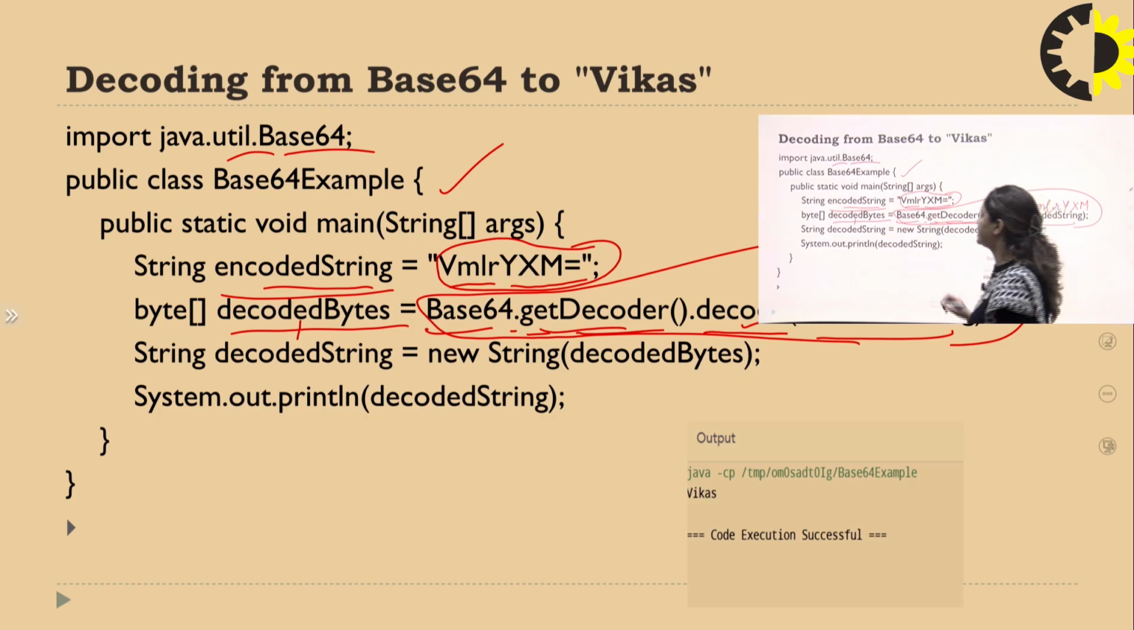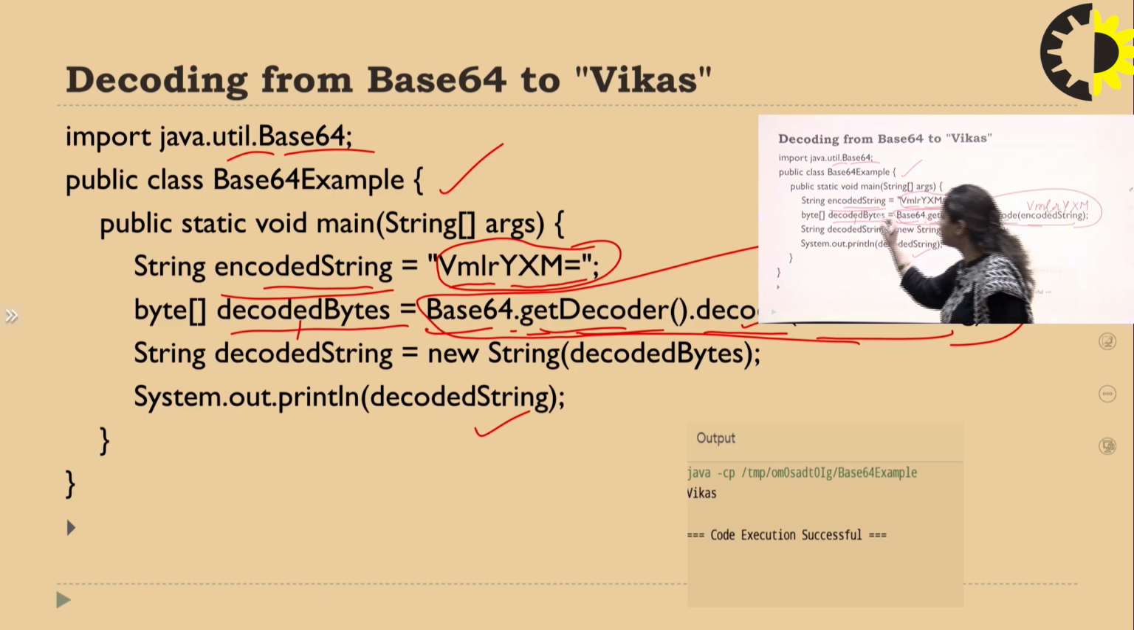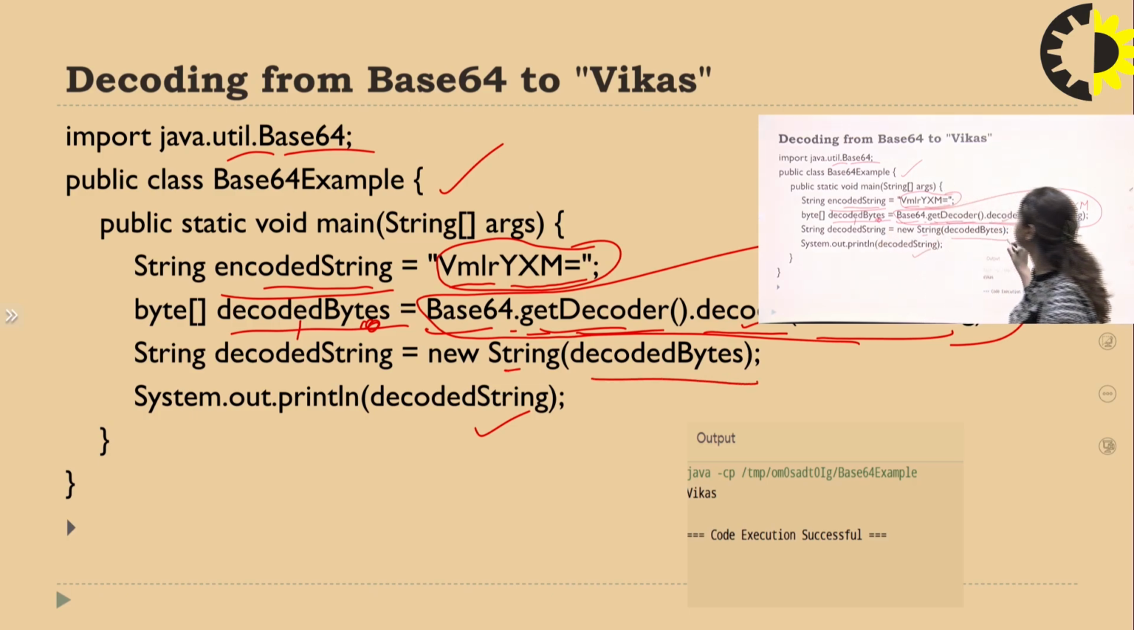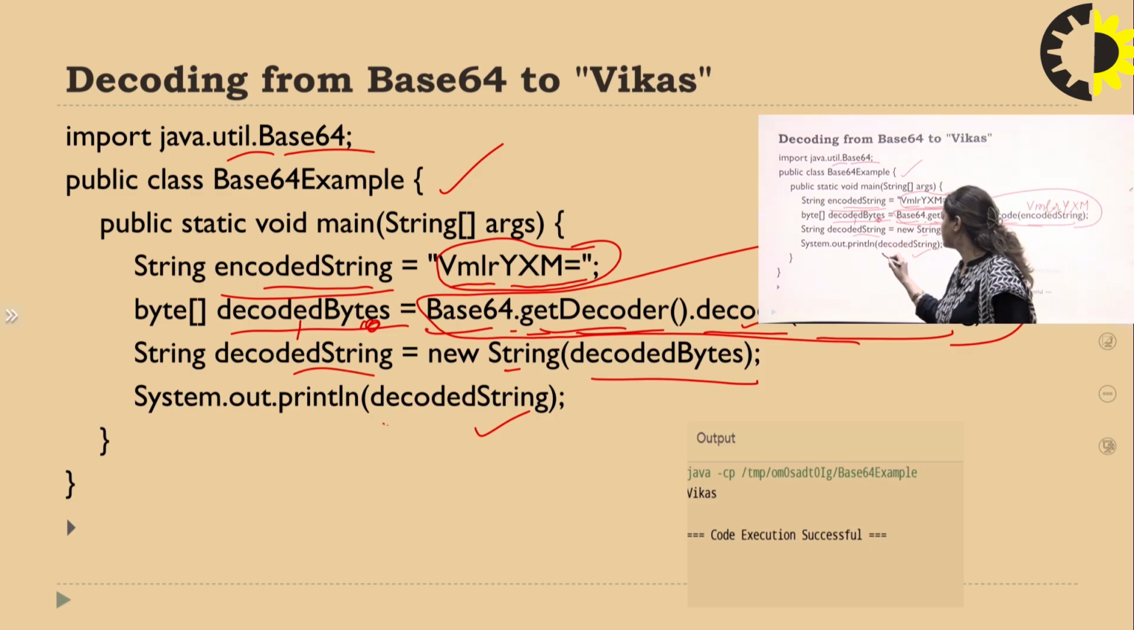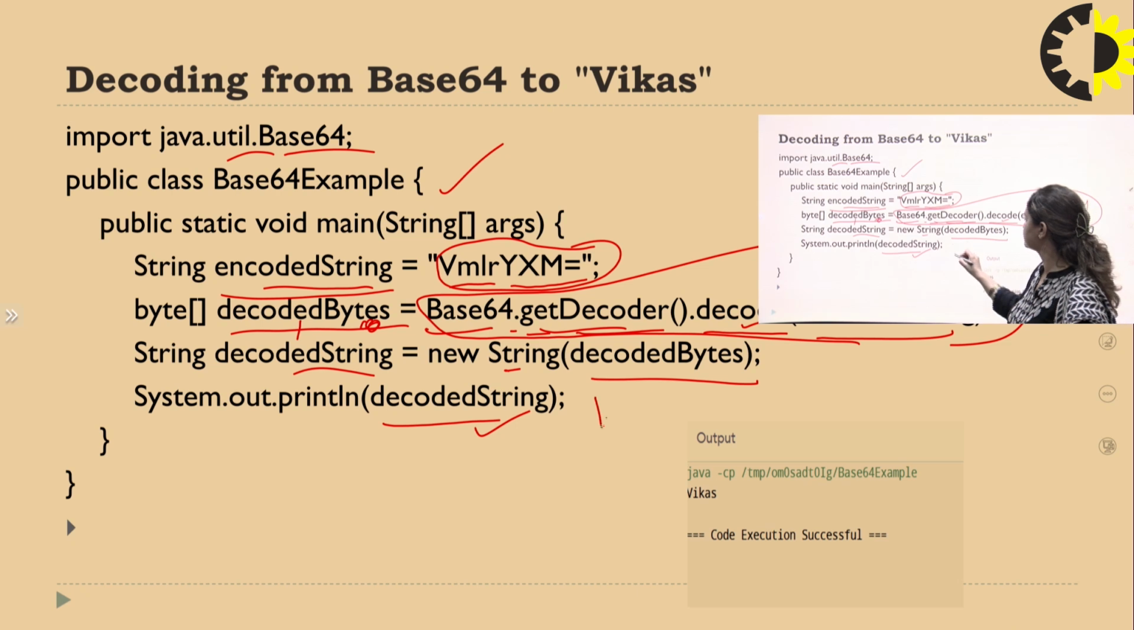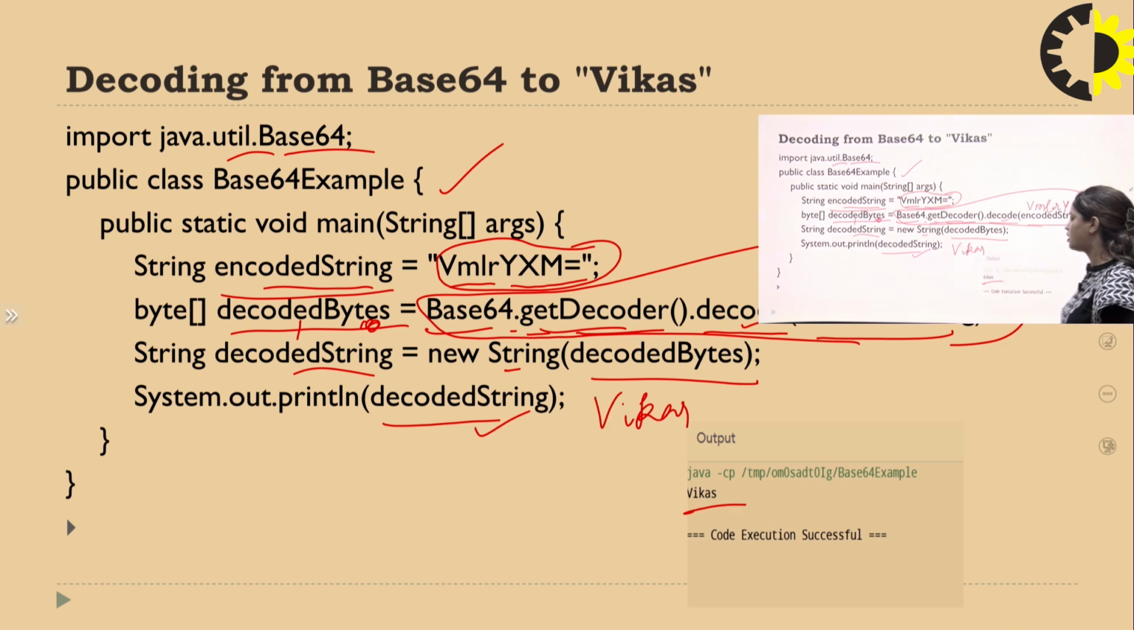And when we are printing this decoded string, what are we doing? In the decoded bytes, first of all, its binary value will be stored, and then it will be converted into a character value. For doing so, we are using this decode function again, and we will be giving it to the decoded string. So what we obtain in the output is Vikas. That is the conversion of VMLRYXM to Vikas.